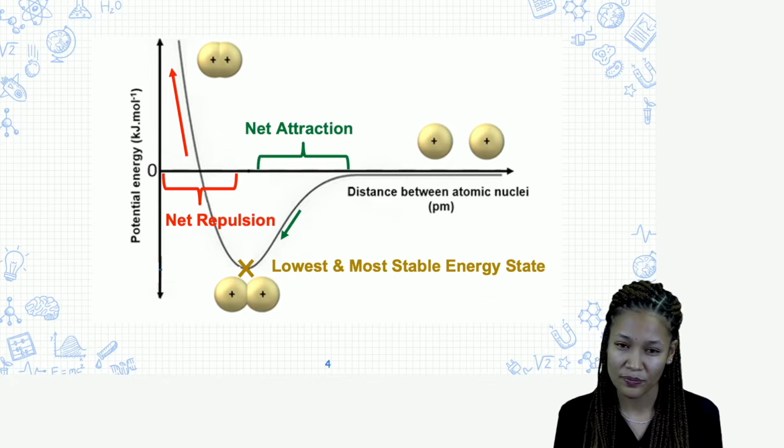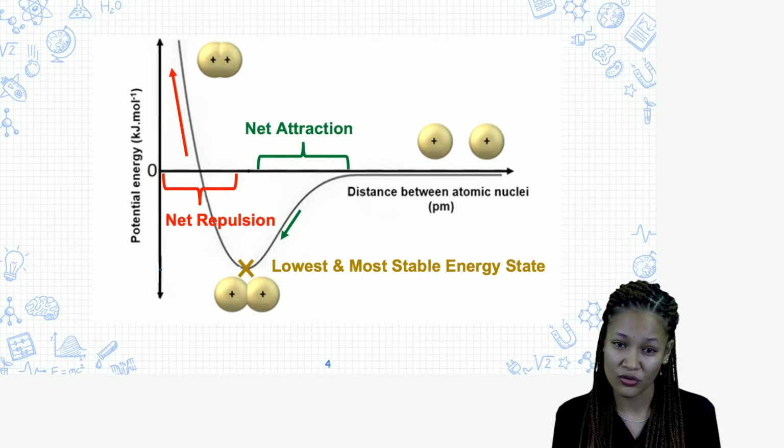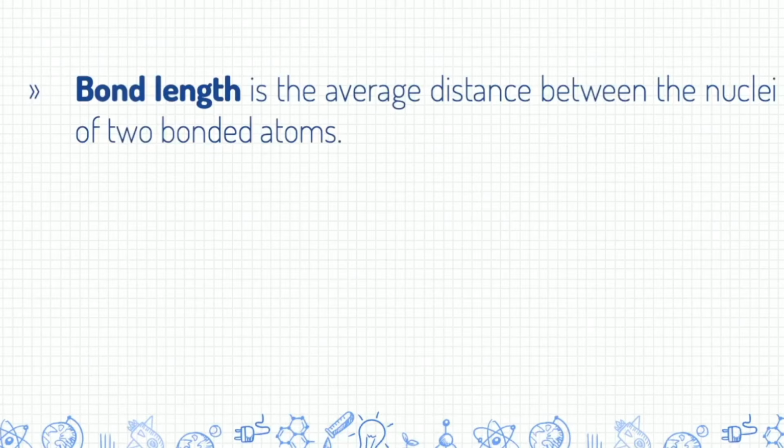And this is because of that net force of repulsion. Now, your teacher may require you to take some readings off of this graph. Specifically, your teacher may ask you to tell her or him what the bond length of these two bonded atoms is. We say that bond length is the average distance between the nuclei of two bonded atoms. In other words, when this bond forms and we measure the distance between their nuclei, bond length is that distance.